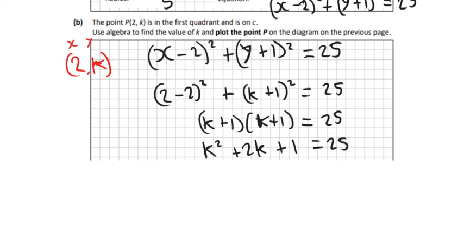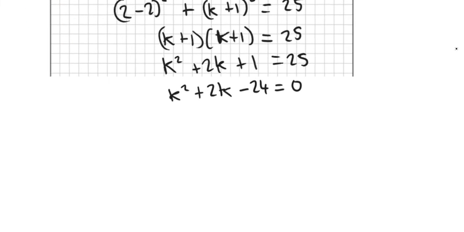Bring across the 25 and subtract it. So k squared plus 2k minus 24 is equal to 0. You've got a quadratic there. So you could use the minus b formula there. a is 1, b is 2, and c is minus 24. And just work it out and you'll get 2 solutions. Or you can go and factorize.